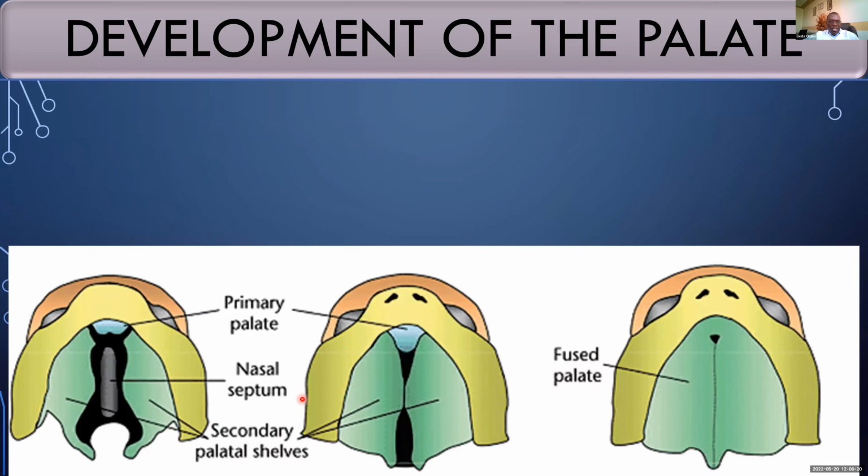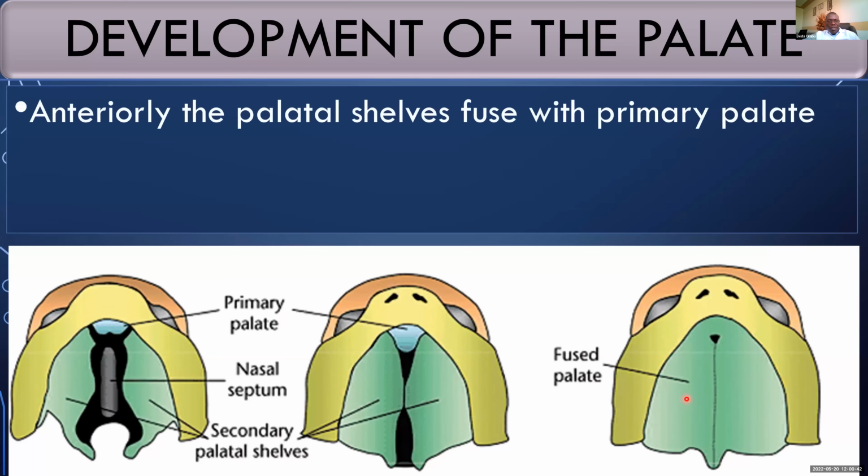So the images here show you how the different palates form: primary palate from intermaxillary segments, secondary palate from the shelves of the maxillary process. And here we see the two shelves coming together to fuse. And here we see that the two shelves have fused.